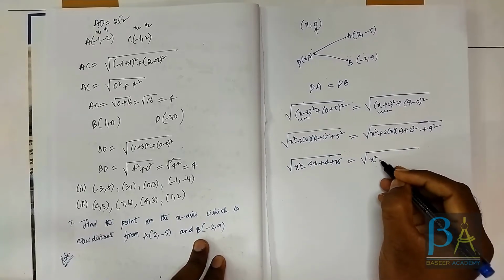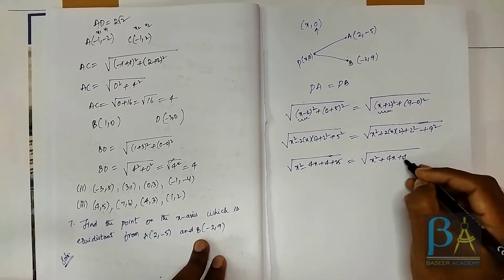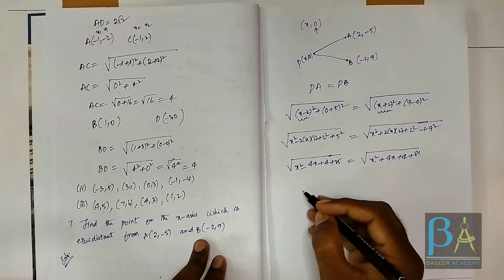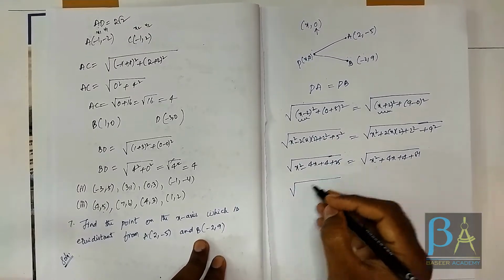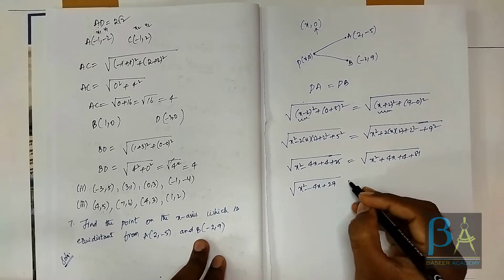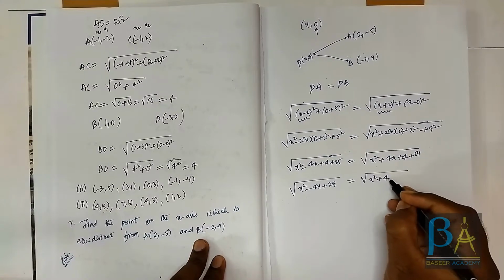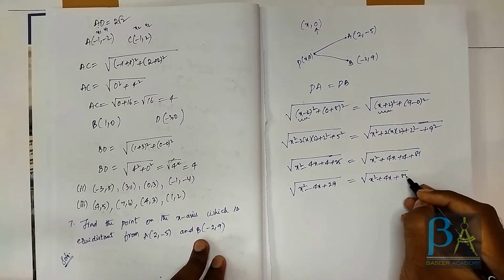Now here what do I get? X square plus 2 into 2 is 4, 4 into x is 4x, 2 square is 4, 9 square is 81. Now I can add these two numbers, so let us add those two numbers. 25 plus 4, that gives us 29. I can add these two numbers, so let me add those numbers. 81 plus 4, that gives us 85.